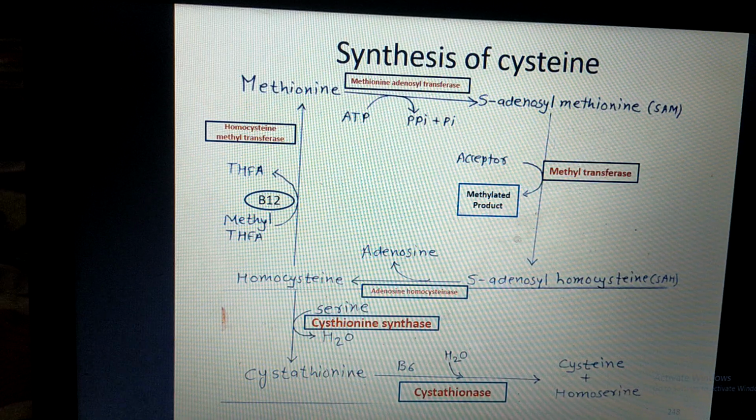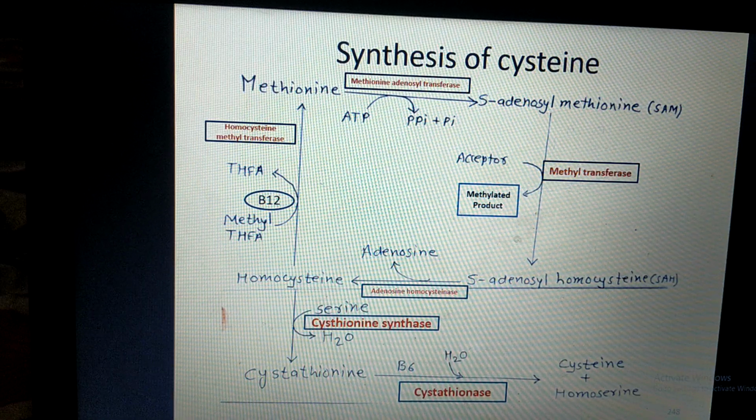Cysteine is a non-essential amino acid. It is synthesized from methionine. So here is the SAM cycle again. In the SAM cycle, I have told you that methionine is converted into S-adenosyl methionine by accepting an adenosyl group from ATP. That S-adenosyl methionine donates a methyl group to an acceptor and forms S-adenosyl homocysteine. This S-adenosyl homocysteine loses its adenosyl group to form homocysteine. I have told you that this homocysteine is converted into methionine with the help of two vitamins, that is, the coenzyme of folic acid, tetrahydrofolate, and vitamin B12.